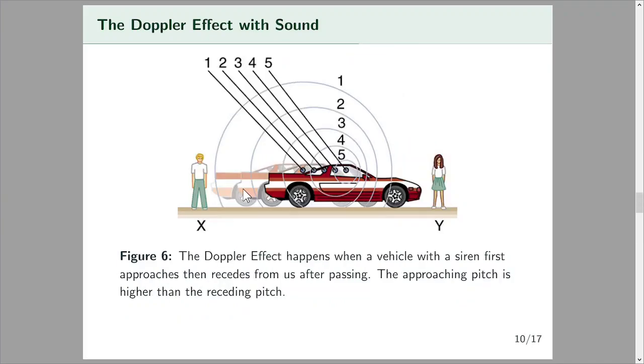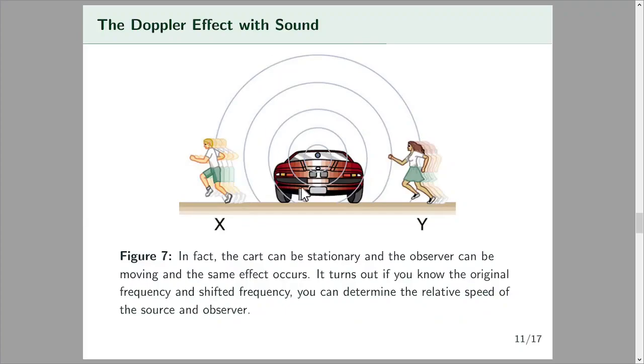By the way, you get the same effect if the car is stationary and you're moving. This person on the right is running through the sound waves, so she's getting to them faster. If she was just standing there, they would come to her at a certain rate, but instead she's running towards them, and so she gets them more quickly. This person on the left is running away, and so they're getting to this person less frequently, and so the person on the right hears a high frequency because she's approaching, and the person on the left hears a low frequency because they're receding.